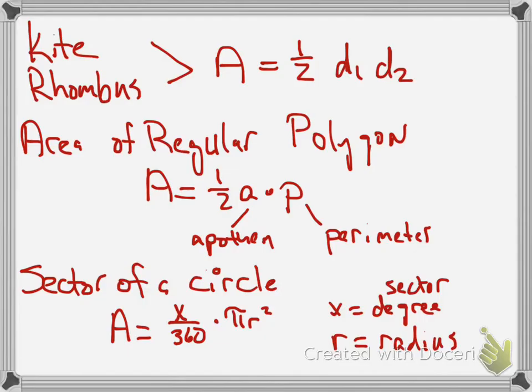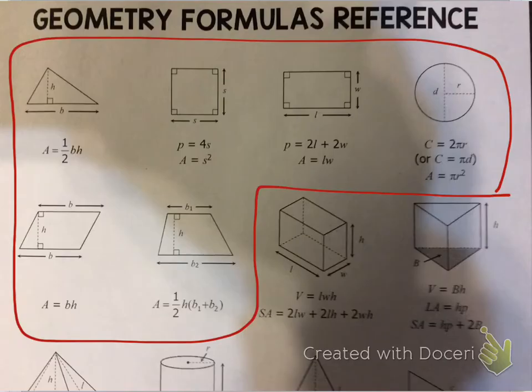Now keep in mind, I didn't put this on here, but I think I do have it on the test. A semicircle would be half. So if I say semicircle, think half of a circle. That would be pi r squared divided by 2. So don't forget that, okay?